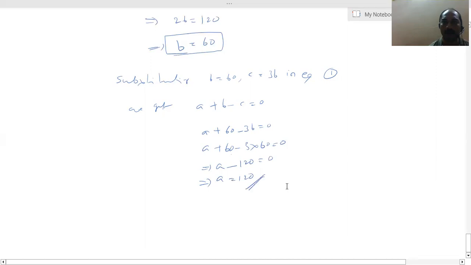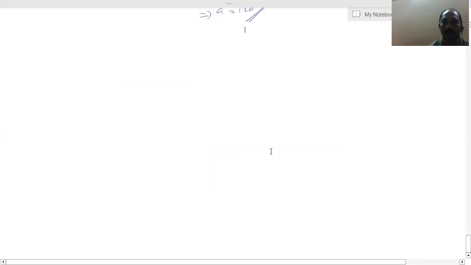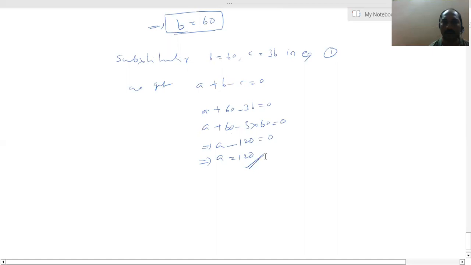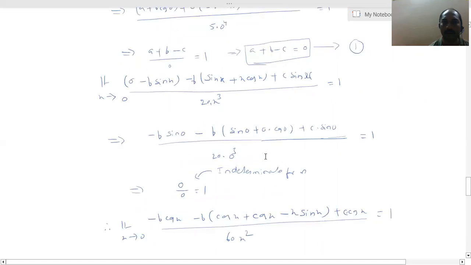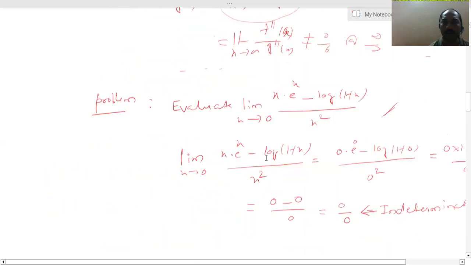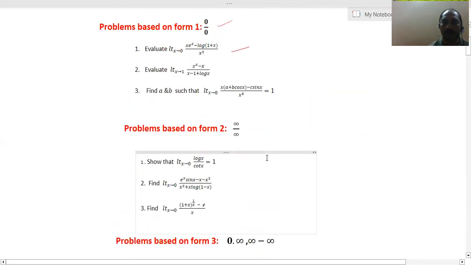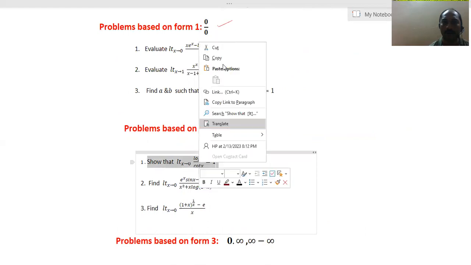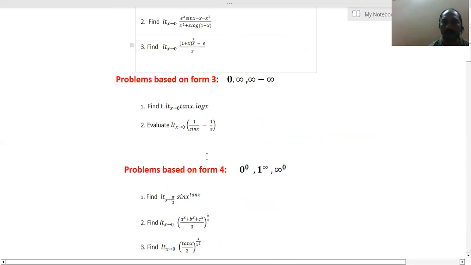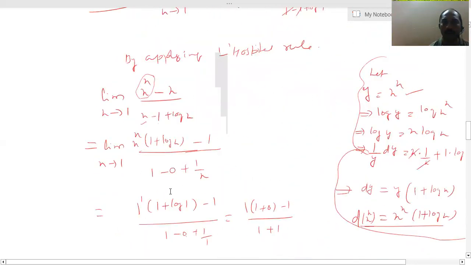This is a tricky problem based on the indeterminate form, 0 by 0 form. So the next section problem means the infinity by infinity form. These are the same model. Infinity by infinity is also converted into 0 by 0 form. So the first problem is: show that limit of log x by cot x equal to 1.